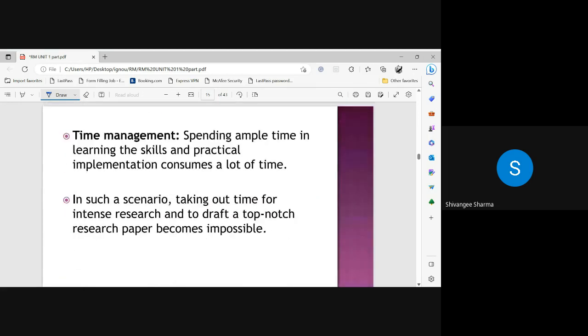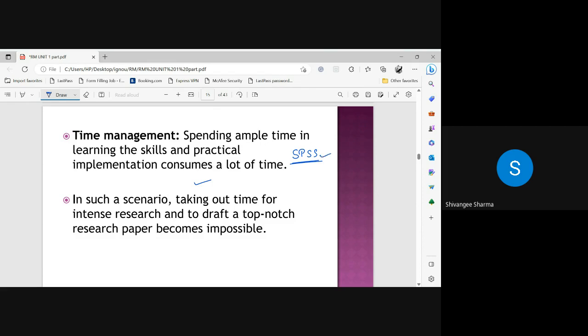The next problem is time management. Spending ample time in learning the skills and practical implementation consumes a lot of time. And there is one more problem related to this. Now, every kind of research is being done through the software available for doing research and statistics easily, right? So what is happening these times? Suppose you take one software, that is SPSS. It is by IBM, statistical packages for something like that. I just forgot the full form for this, but it is a software for statistical packages.